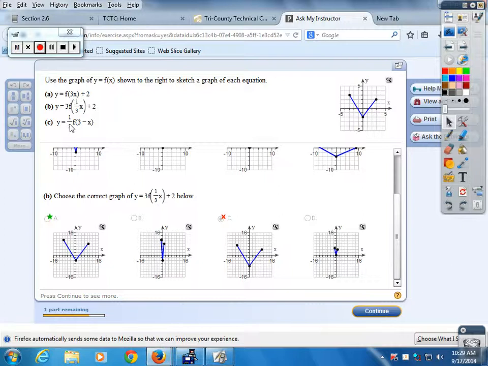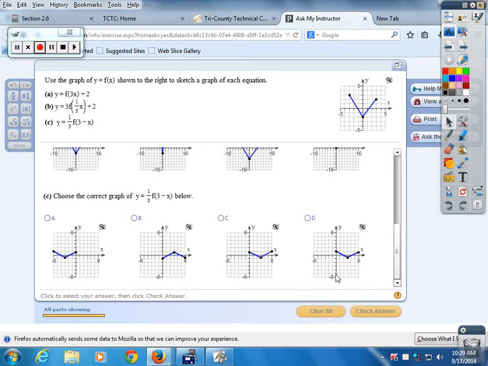What about this one? 1/3 of 3 minus x. Wouldn't it still be the same though, 1/3? I'm looking for the next one. Oh, continue.